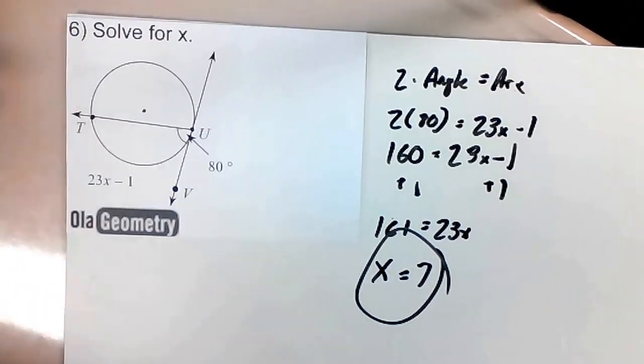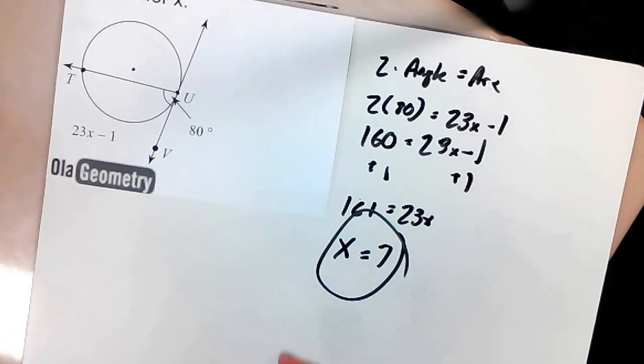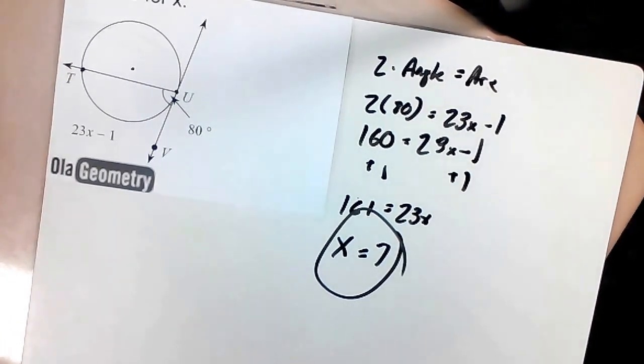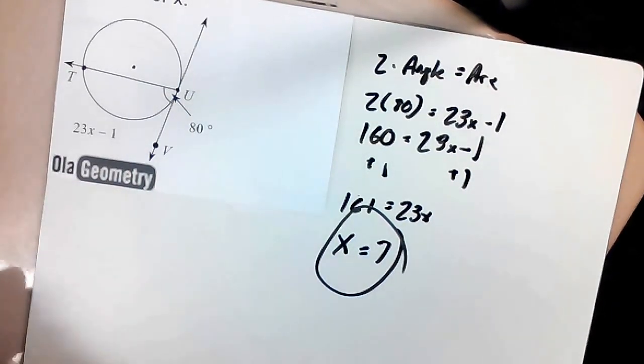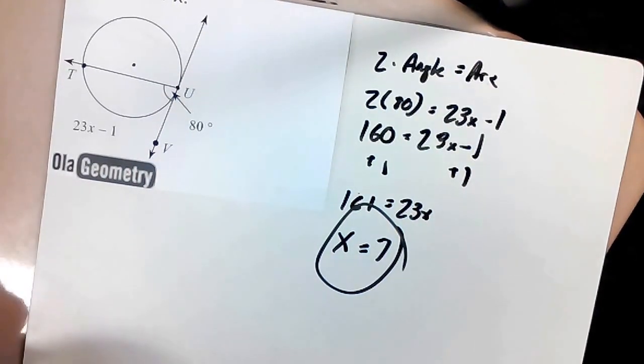Just my hints to you guys is keep in mind that circles have 360 degrees inside them, and kind of look at these as puzzles. Know your rules, and just try to dissect the question the best that you can.